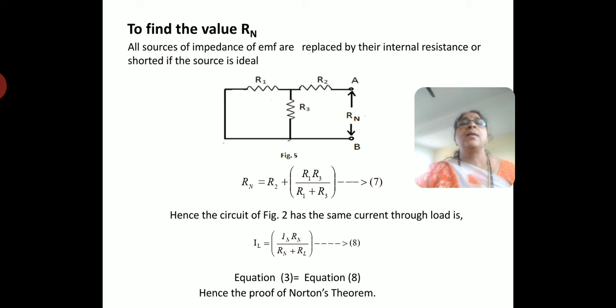Then from the equivalent circuit, that is from figure 2, we get the same current flowing through the load, that is IL is equal to IN RN divided by RN plus RL. Say this is equation 8. Then by comparing equations 3 and 8, we get the same current flowing through the load. Hence, we can easily prove Norton's theorem.